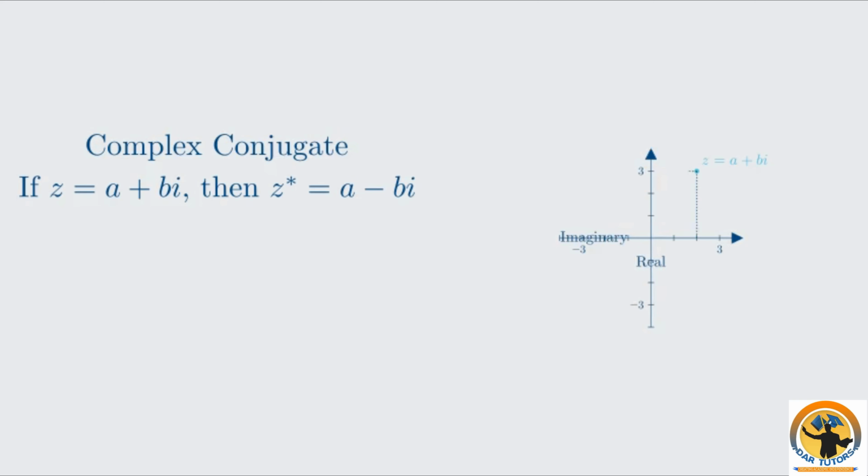If z is at the point a, b, then z star is at the point a, negative b. This reflection is a key property of the conjugate. The conjugate has several important properties. Let's explore two of them.